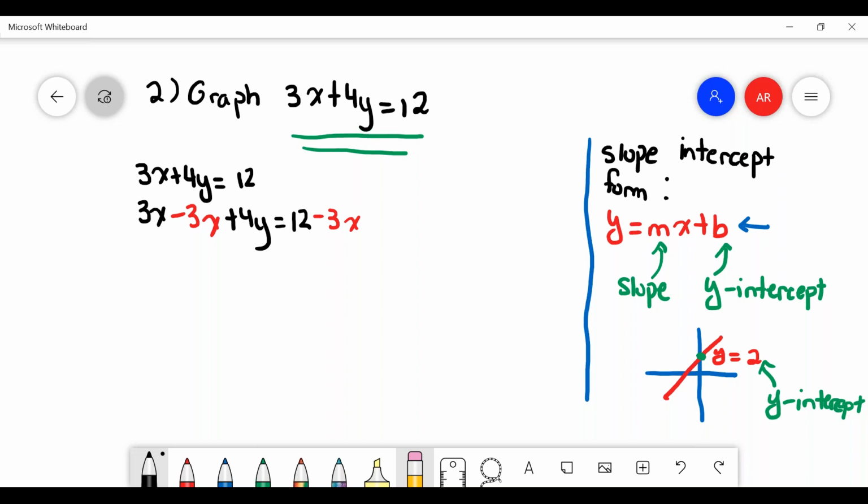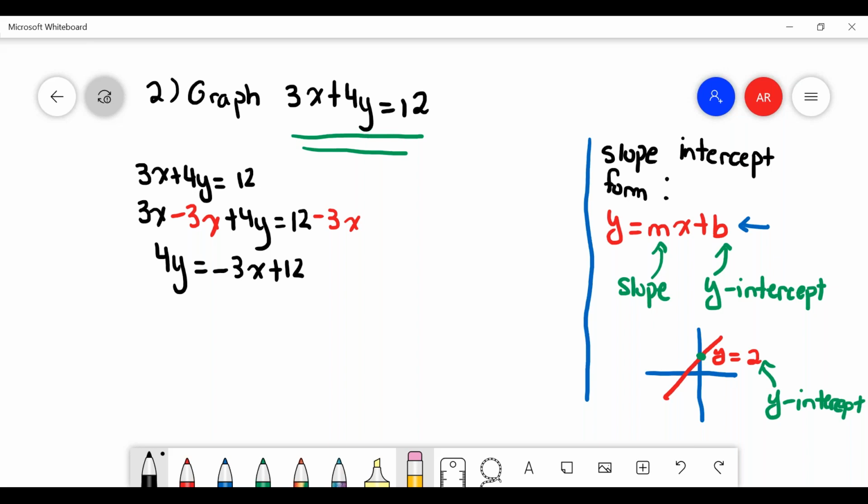Just a refresher: I wanted to isolate variable y, and attached to it on the left side was a plus 3x, so I subtracted 3x on both sides to get rid of it. I performed the opposite operation. On the left side, 3x minus 3x is 0, they cancel out, and we have 4y equals 12 minus 3x. I'll rearrange it and write minus 3x plus 12, as it is better to have your variable terms in front of your constant terms.